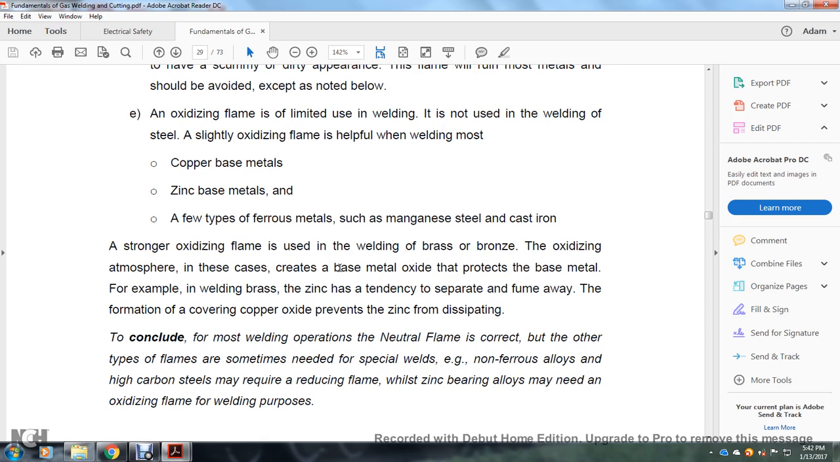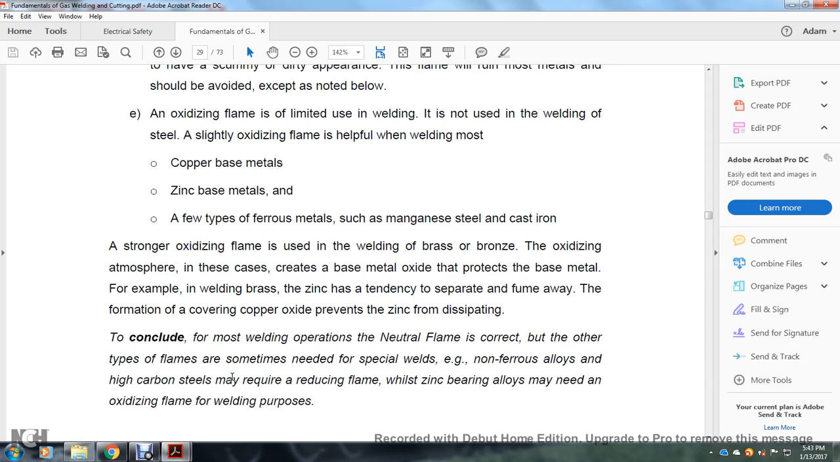An oxidizing atmosphere in this case creates a coating that protects the base metal. For example, when braze welding, the zinc has a tendency to separate and fume away. The formation of a covering of copper oxide prevents the zinc from dissipating. To conclude, for most welding operations the neutral flame is correct, and the other types of flames are sometimes needed for special work.